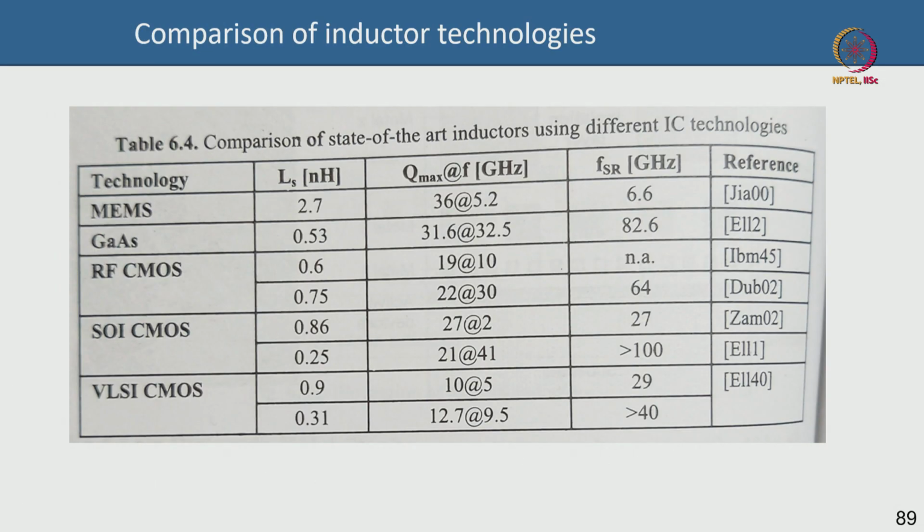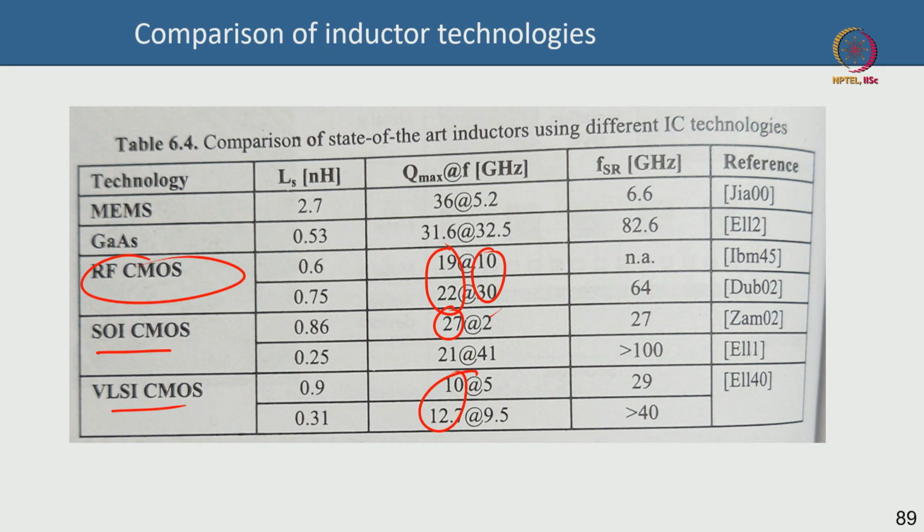The last slide on the inductor is to basically give you some numbers of state of the art inductors using different technology. So RF CMOS, for instance, your Q factors are typically 19, 20 at a frequency range of 10 to 30 gigahertz. Now if you talk about SOI, it is improved, no? You get a Q factor of 27 at 2 gigahertz, for instance. You may get even at slightly higher frequency, you will get the same. Okay. VLSI CMOS is even worse. You get a Q factor of only 10 at 5 or 10 gigahertz. It is much worse than RF CMOS.